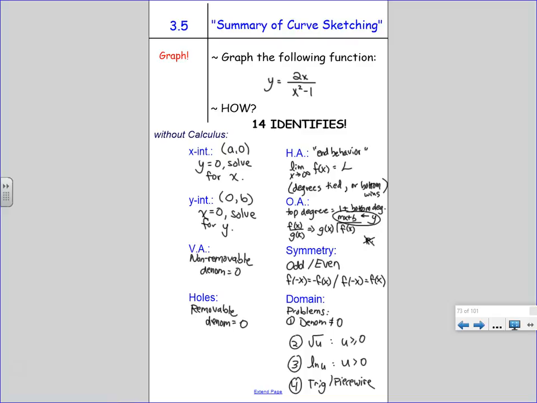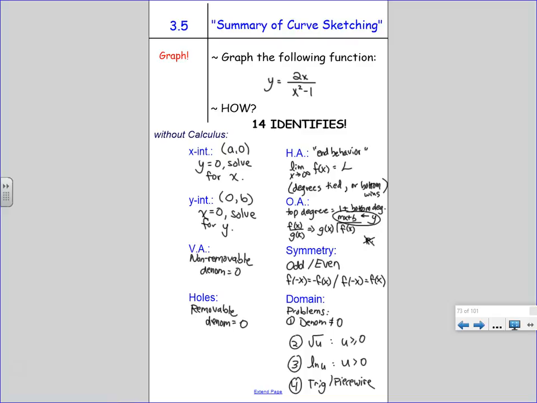We think about end behavior, the limit to infinity. What does it equal? If it's a number, there will be a horizontal asymptote. The hint is if the degrees are tied or if the bottom wins. Oblique asymptote only happens if the top wins, but only wins by 1 degree. Then we have to do a little long division and figure out the line that is that slanty asymptote.